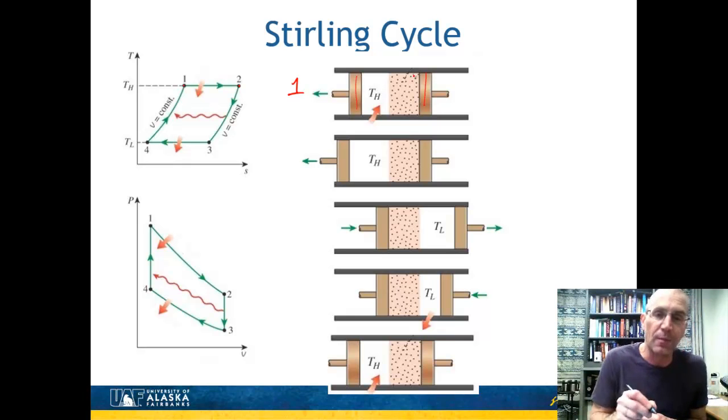And then there's this material in the middle. This is what's called the regenerator material. Think of this as maybe like a porous metal. It's something that's rigid, but fluid can move through it. It's like a big sponge, a big metal sponge.